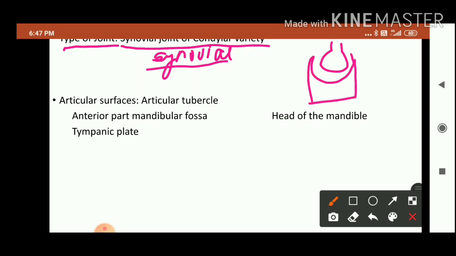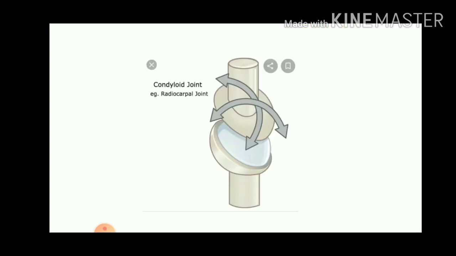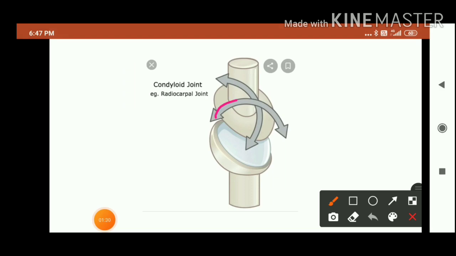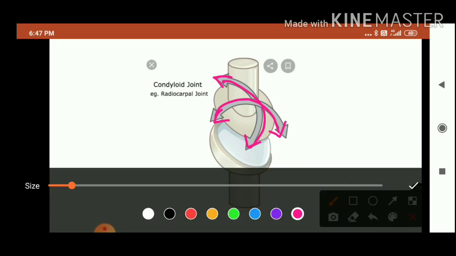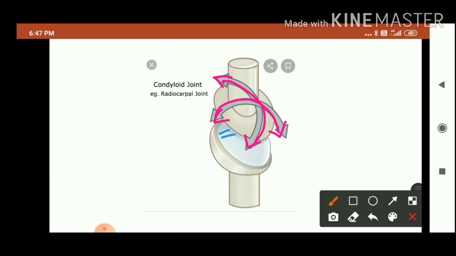For example, you may take the radiocarpal joint. You can see the better diagram here. This is a condylar joint. The movement is limited; these are the types of movement you can perform in a condylar joint. It is less movable than a ball and socket joint, and here you can see that the blue colored membrane is nothing but the synovial membrane containing synovial fluid.